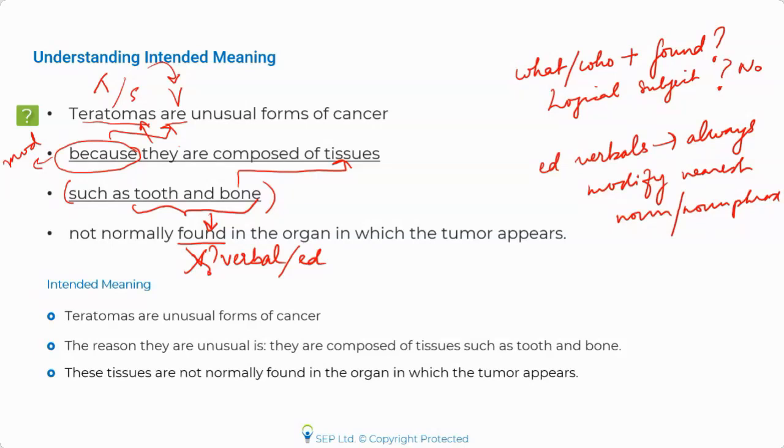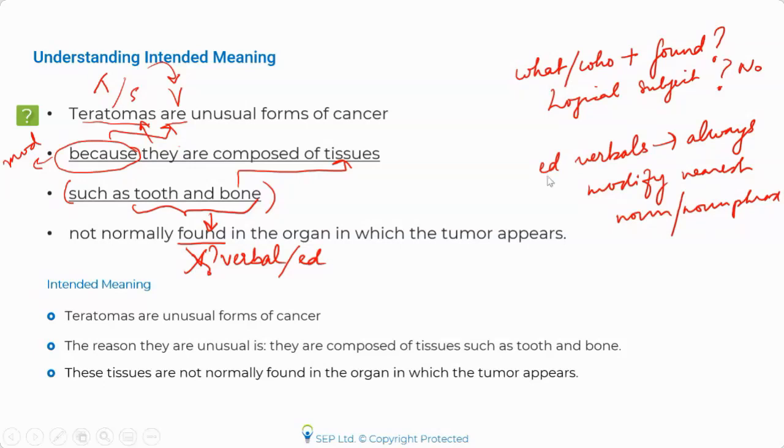So what we are saying here in the original sentence is the tooth and bone not normally found in the organ. And that is not correct. The intended meaning was the kind of tissues that are found in tooth and bone. Those kind of tissues are not normally found. But because of the placement of found, which by the way we can't change because it is not underlined, it is wrong. So you see, one of the most common errors that you face is this. The ED verbal dilemma, as I put it. Okay. Glad you got that, Arindam.